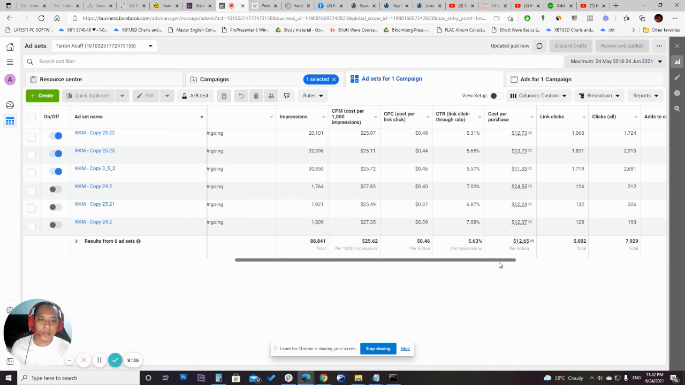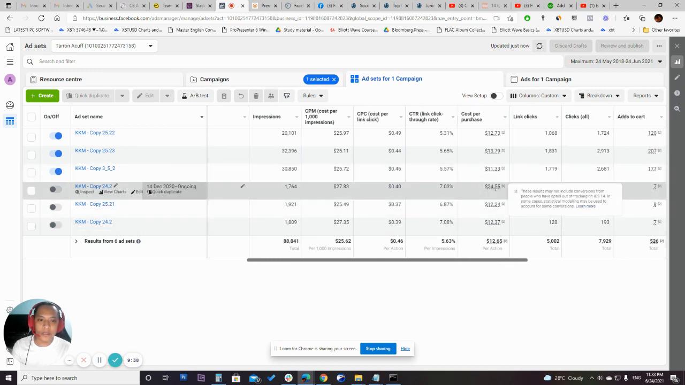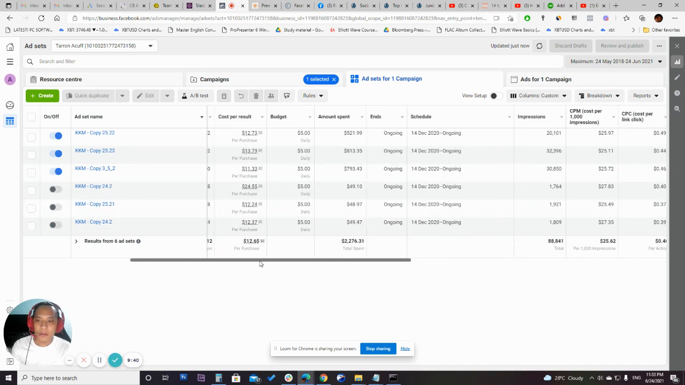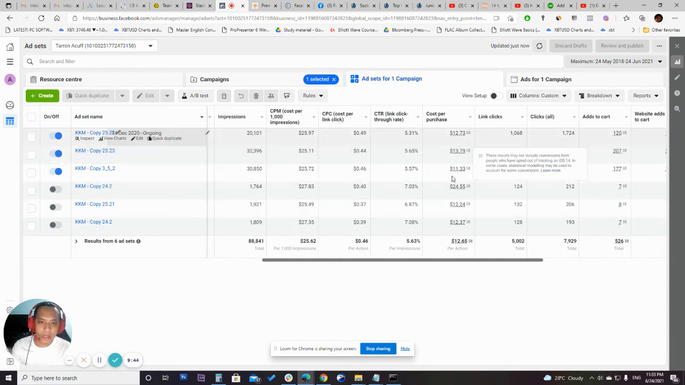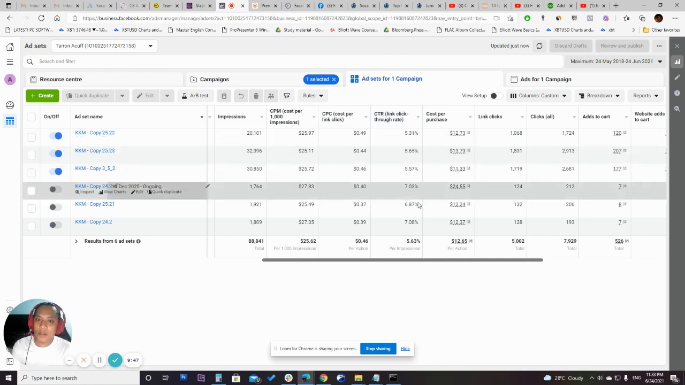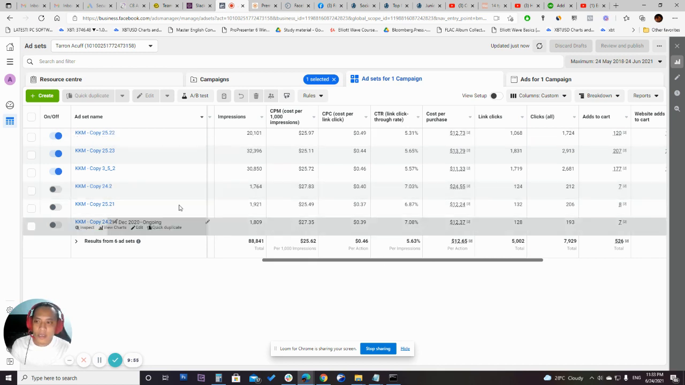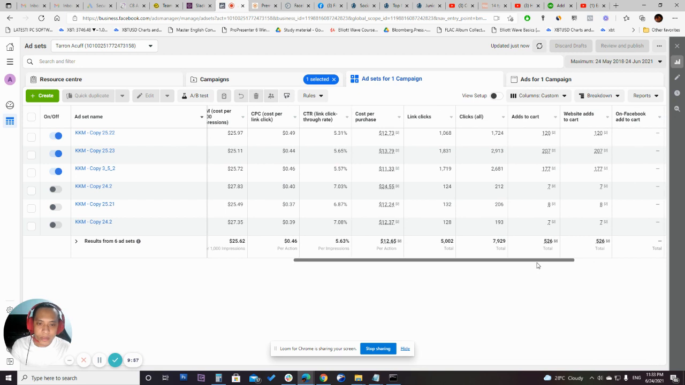7.03%, and the cost per purchase is 24.55. But I already killed that. Though the click link through rate is 7%, the cost per purchase is quite high. So I need to kill that ad set and continue running the other ad sets.